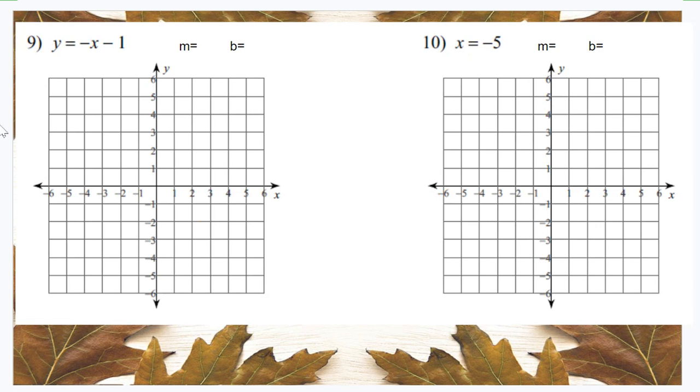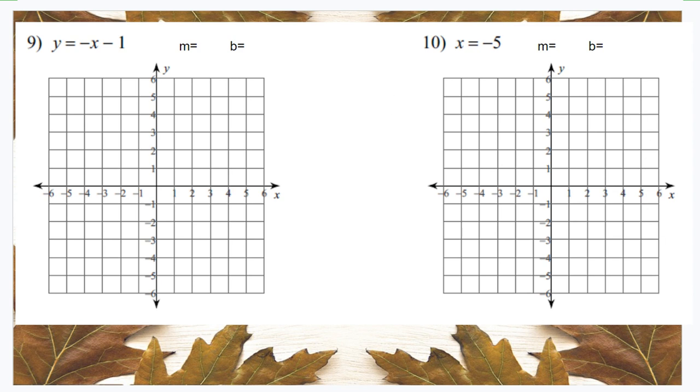Let me see if there's any more that are tricky. This one is a special case. There's no y, so it's only going to cross x at negative 5. So it'll be your vertical line. Okay? Be careful on the slope. Remember what kind of slope we said vertical lines have.